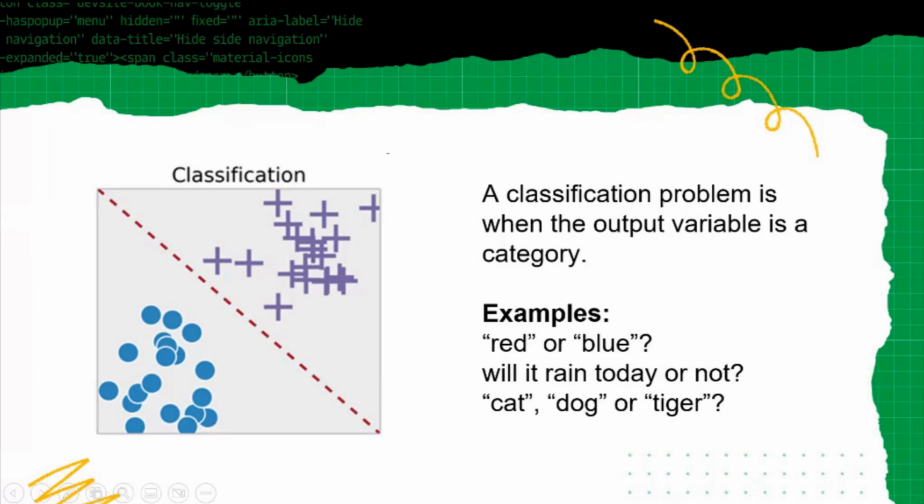Similarly, a few more examples for classification: if you have to classify colors, like whether it is red, or if you have to predict whether it will rain today or not, or you have to classify different animals, whether it is a cat, dog, or tiger. This kind of problem will be considered classification, where we have the output variable as a category and certain input parameters for that.